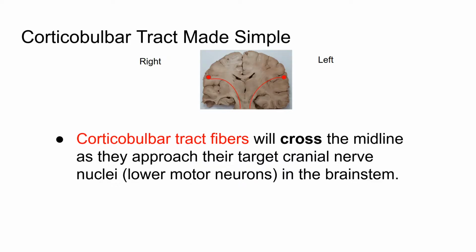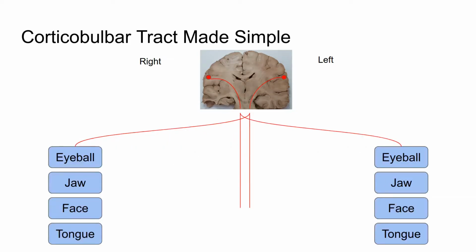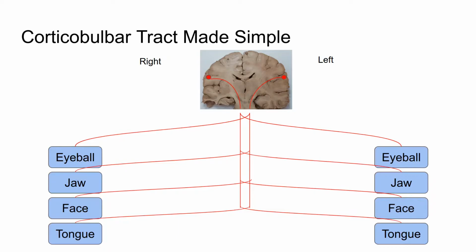Alright, so the dictum here now is just like the corticospinal tract fibers, they will cross the midline as they approach their target cranial nerve nuclei, or lower motor neurons in the brainstem. So that's the rule, they should cross. Okay, so they must cross before the nuclei for controlling the eyeballs, the nuclei for controlling your jaw muscles, the nuclei for controlling the facial muscles, and those that control the tongue muscles.